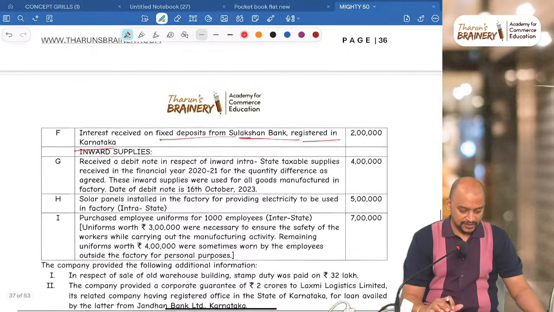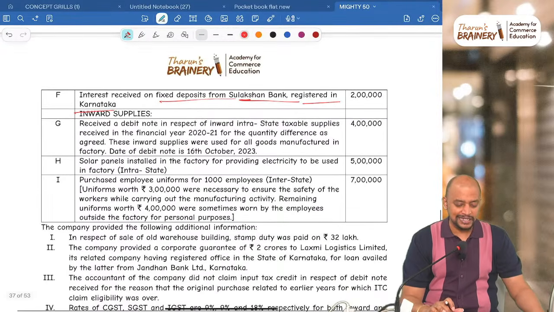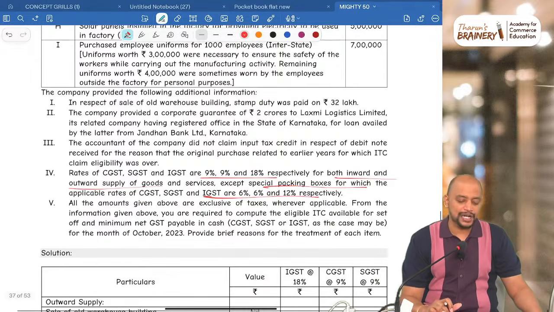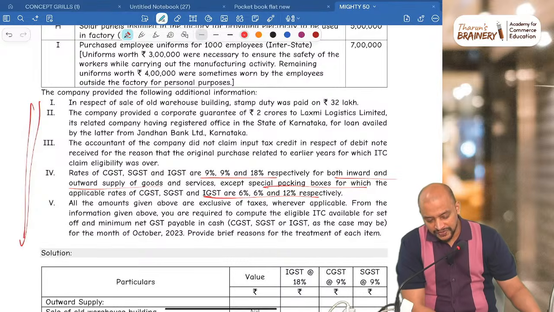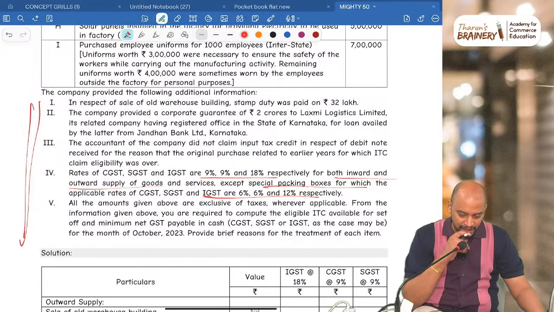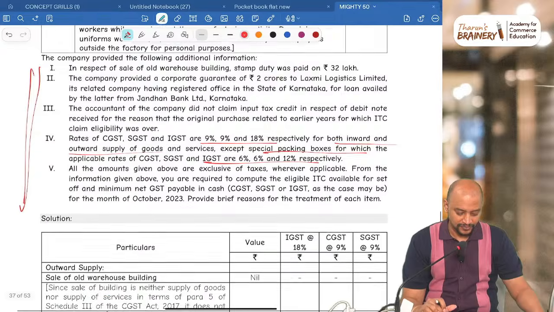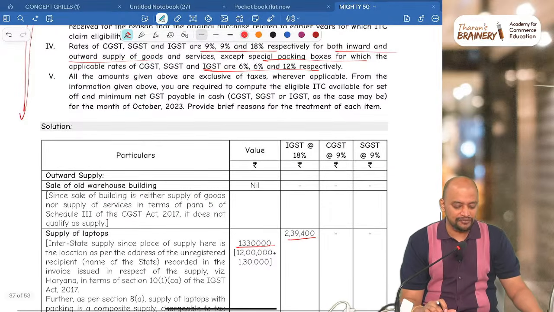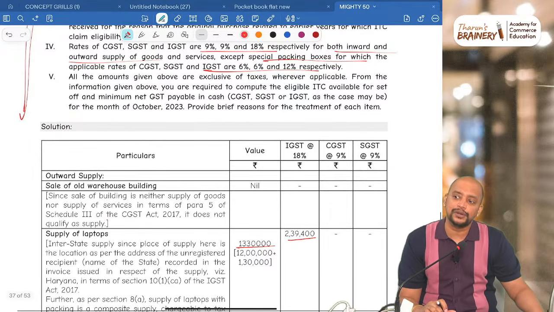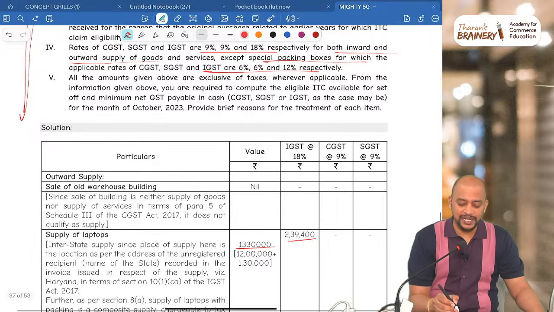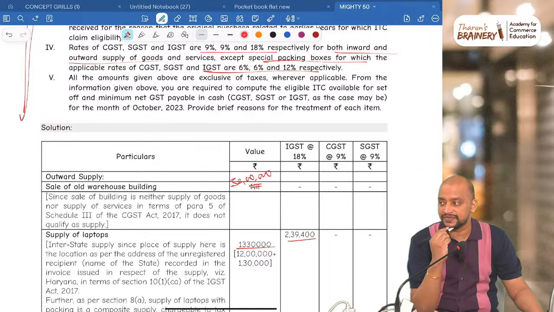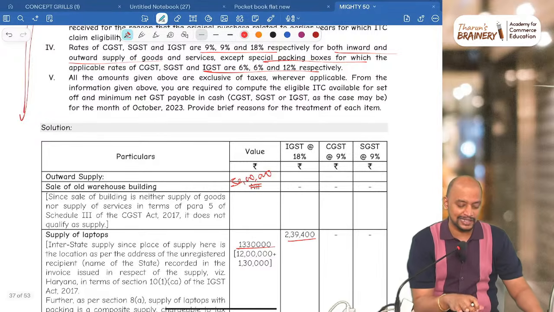Then next one, we have inward supply, but wait, let's complete the first statement. Look into the additional information to check whether we have any outward supply. In respect of sale of old warehouse building, the stamp duty was paid on 32 lakhs. Means for sale of warehouse building, we need to take 32 lakhs in the value. Correct? No, that is for securities. For ITC purpose, means in this value, we should be taking 32 lakhs for ITC purpose.